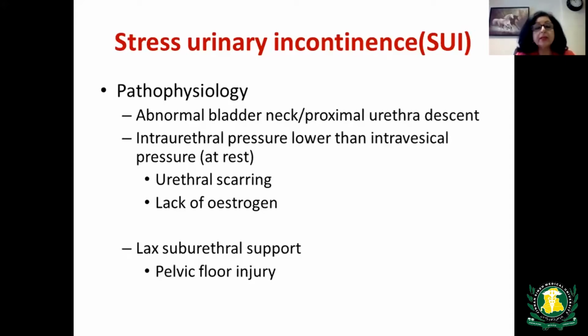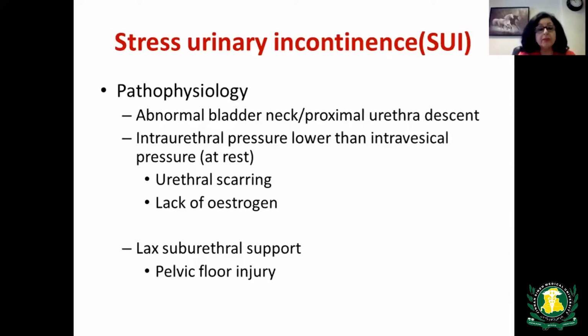And likewise, sometimes what happens is that the intraurethral pressure would be lower than the intravesical pressure. You can imagine that when the bladder is filling and the detrusor pressure is rising, the intravesical pressure should be lower than the intraurethral pressure in order to avoid leakage. However, that equilibrium will be disrupted in patients who present with incontinence. And that could result from urethral scarring or lack of estrogen, which happens when a woman achieves menopause.